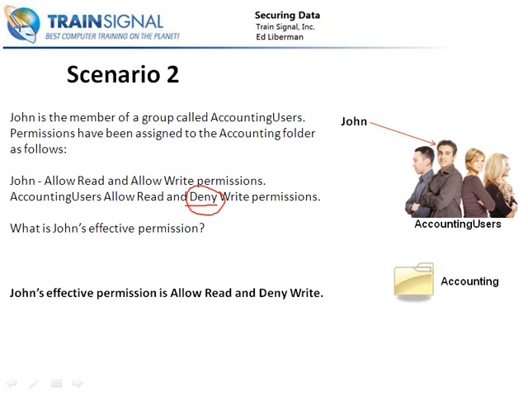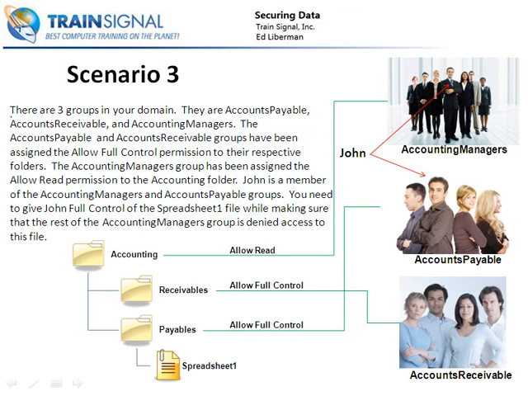All right, let's look at one more scenario. In this scenario, now we're going to get fancy with it. There are 3 groups in your domain: the accounts payable, accounts receivable, and accounting managers groups. The accounts payable and accounts receivable groups have been assigned the allow full control permission to their respective folders. So I have that listed for you right here, where you can see the green lines will show you what the current permissions are. The accounts payable group has full control to the payables folder, and the accounts receivable group has full control to the receivables folder.